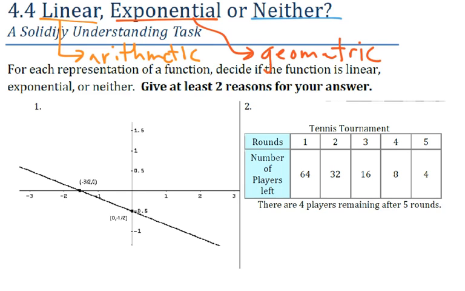Now, the instructions tell you to give at least 2 reasons. If you can, that's great. If all you can get is 1 reason, then I'd rather have 1 than none. So try to get 1. If you can, try to think of another way that you could show that. So let's get started. Make sure you pause, take a couple minutes, do these 2, and then let's watch them.